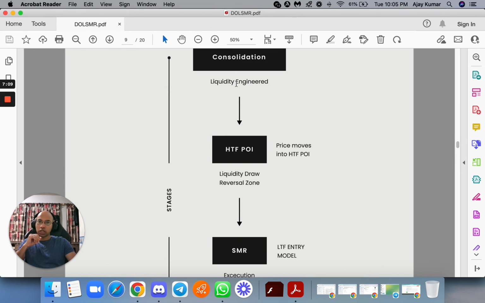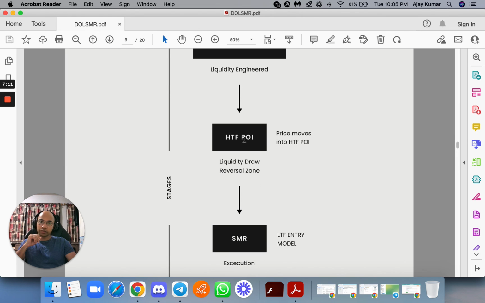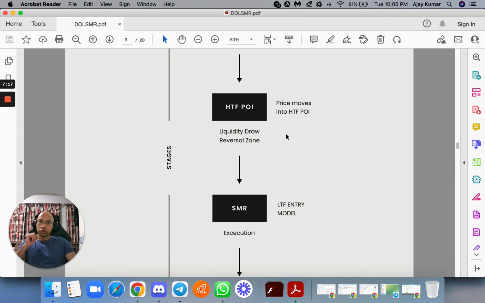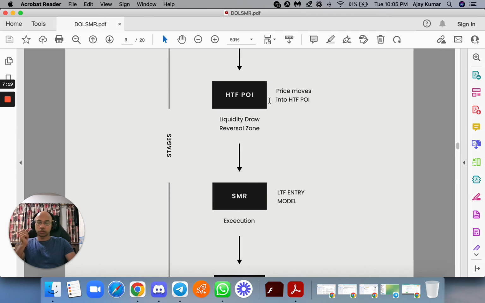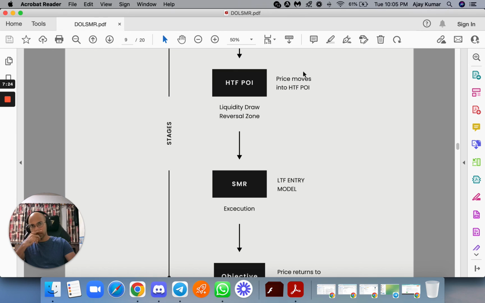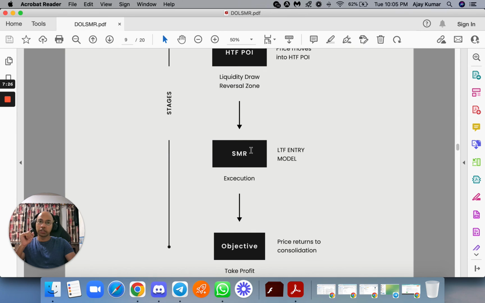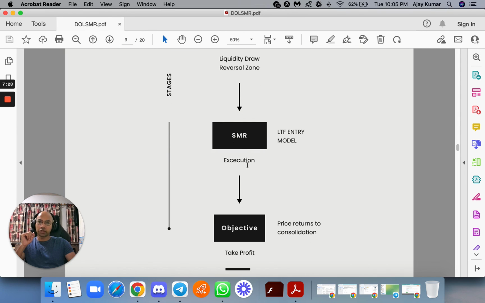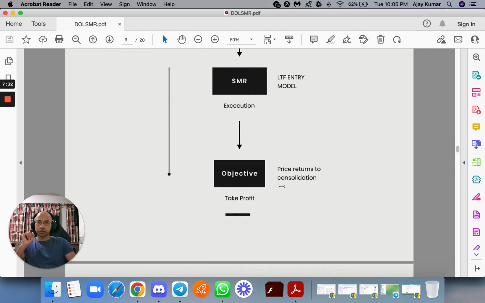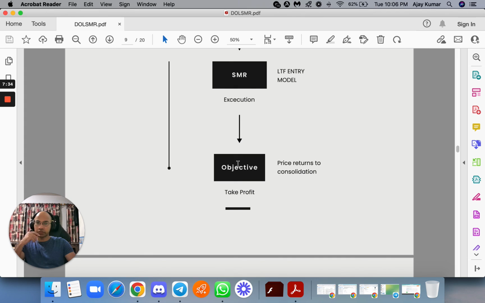So once it does that, then we look for the higher time frame point of interest, and price moves into the higher time frame point of interest, which could be the imbalance, or which could be order block, or which could be the buy side or sell side liquidities. And then we look for the smart money reversal on the lower time frame. And yeah, from there, as I said, we enter.